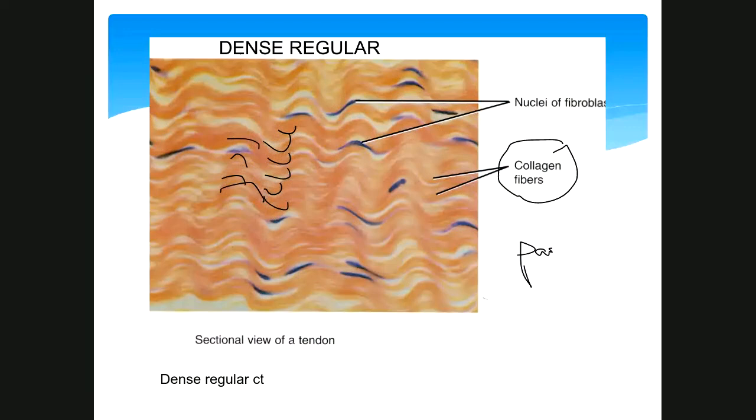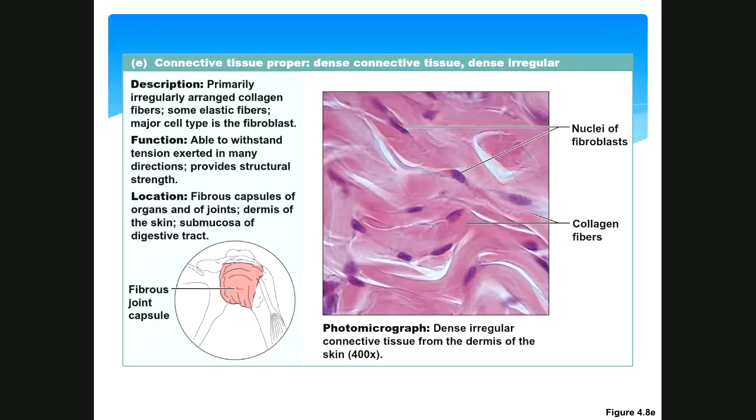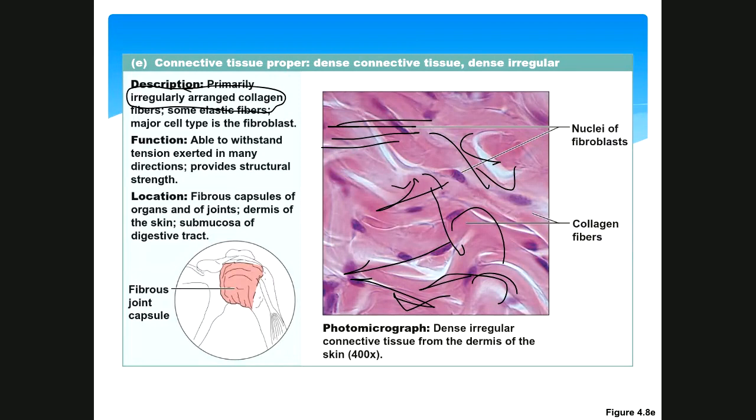That's dense regular. But we also have dense irregular. In this case, we still have collagen, but look, they're not parallel. They're not like this at all. They're like this and this and this and that. They're very irregularly arranged. So if you look at them, look at these fibers.